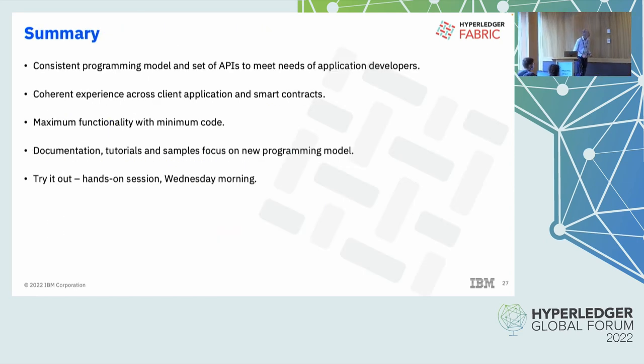So just to summarise, this work on the programming model started way back in version 1.4, and this is the natural progression where we've put all of that logic into the peer itself. I really encourage you, if you're around Wednesday morning, to try this out, because we've built a workshop that will take you from nothing through to deploying a fabric network on Kubernetes and building some client applications and running them, and that will run Wednesday morning in the hotel next door, I believe.